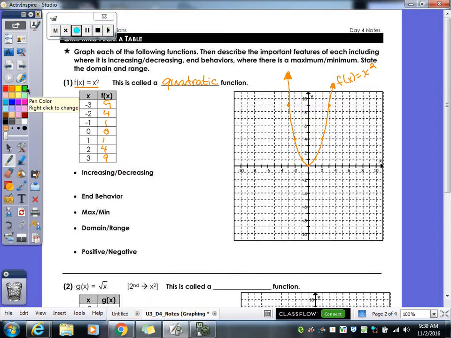So a couple of little things about this graph before we actually get into figuring out this stuff. The shape of the graph, it's a U shape. We refer to that as a parabola. So that may go back and forth. You may hear them call it a quadratic function, or they may talk about the parabola shape. That's the same thing.